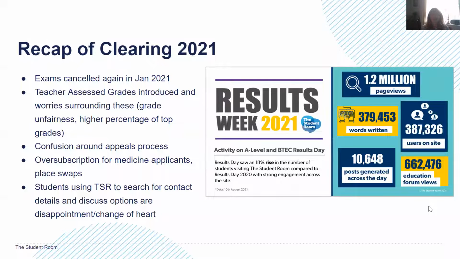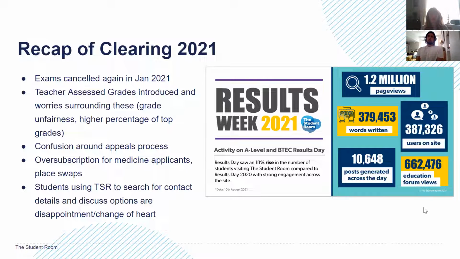So as I said earlier, exams were cancelled last year and teacher assessed grades were introduced. This brought with it a lot of concern around grade unfairness, a higher percentage of top grades, which is seeping into this year surrounding the grade boundaries conversation that I mentioned. A lot of concern around students getting incredible grades last year, and this year students being put down potentially artificially by the grade boundaries, and they're worried that they won't be able to reflect their achievements through the grades they've received this year.